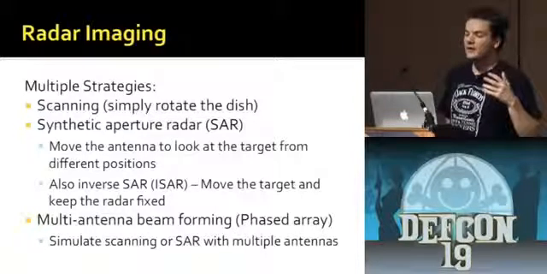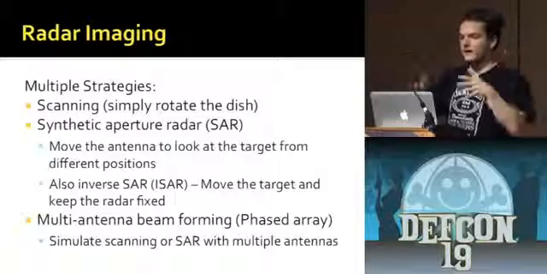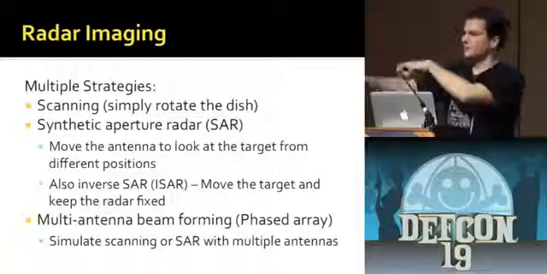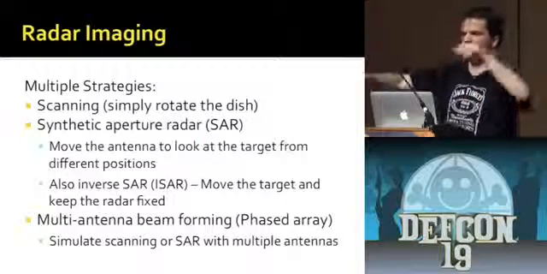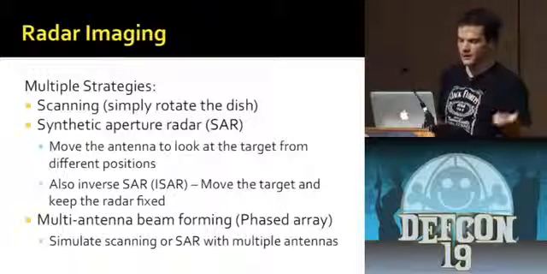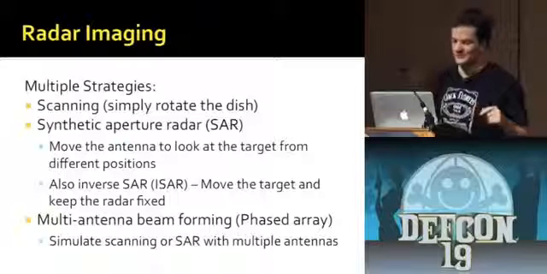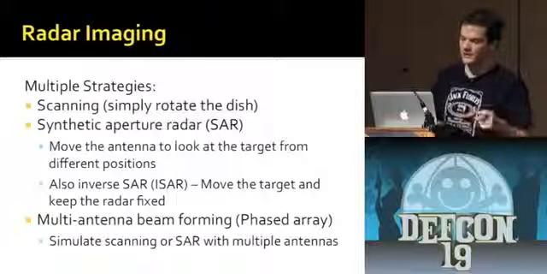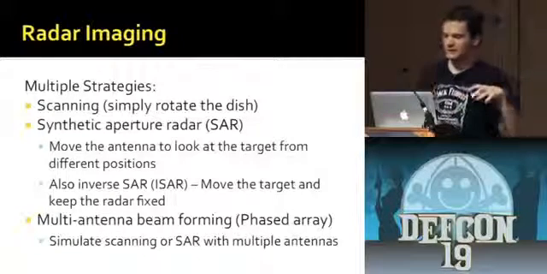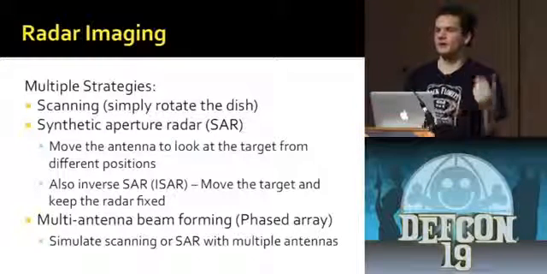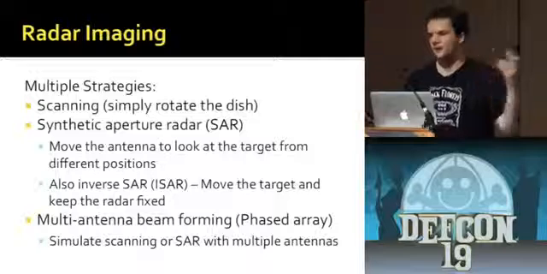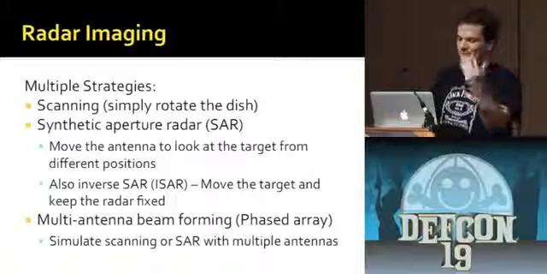But the idea is that you make it highly directional by simulating measurements from multiple places, and then you can combine all those measurements together and get a cross-range plot. I can't do that live right now, but I will show you some pictures of that. And then another system is called inverse SAR, where you keep the radar fixed, but you move the target. This is if you want to get radar cross-section measurements of an aircraft or something. I'm not sure why you'd want to do that, but you know.